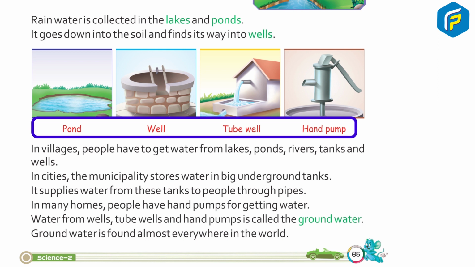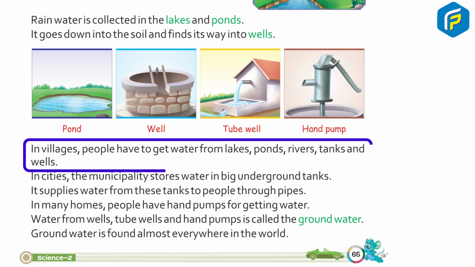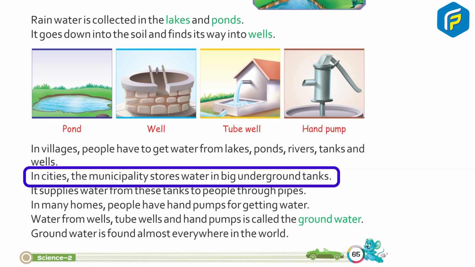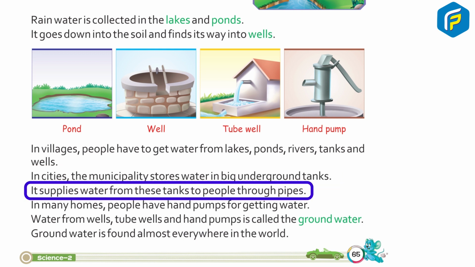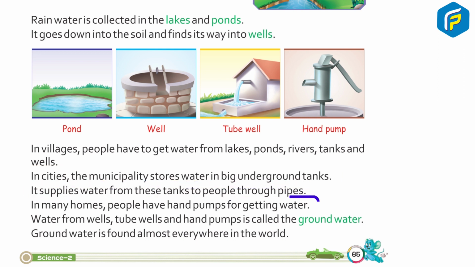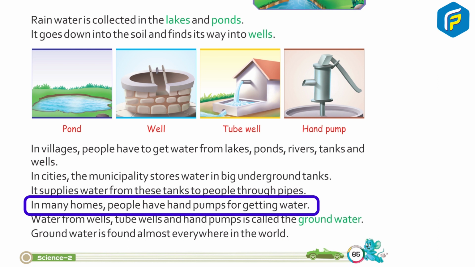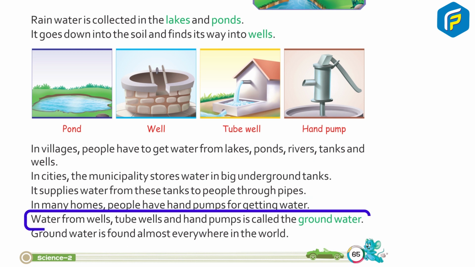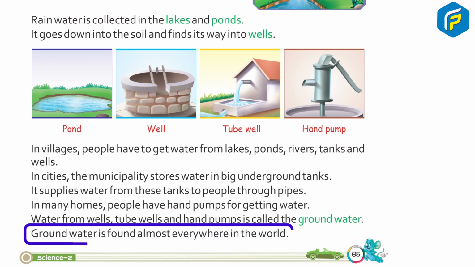Pond, well, tube well, hand pump. In villages, people get water from lakes, ponds, rivers, tanks and wells. In cities, the municipality stores water in big underground tanks and supplies water from these tanks to people through pipes. In many homes, people have hand pumps for getting water. Water from wells, tube wells and hand pumps is called groundwater. Groundwater is found almost everywhere in the world.